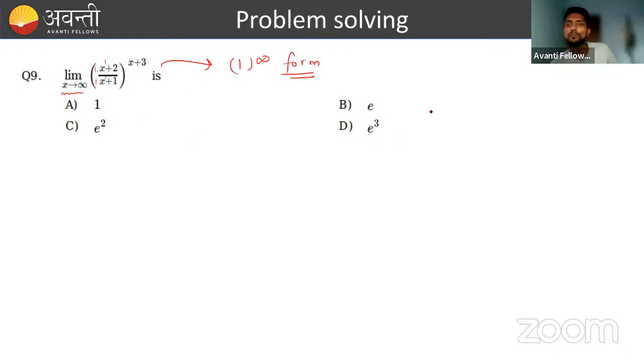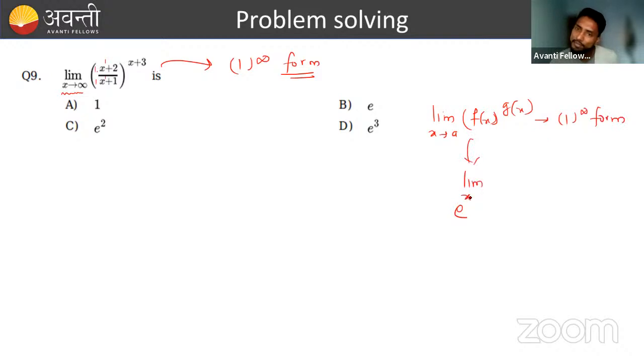And I hope you know the form: if limit x tending to a, f of x to the power g of x, is coming as 1 to the power infinity form, then what is the answer of this limit? It is e to the power limit x tending to a, f of x minus 1, into whatever is in the power, we do the multiplication with it, that is f of x minus 1 into g of x. So the same thing we are going to do here.